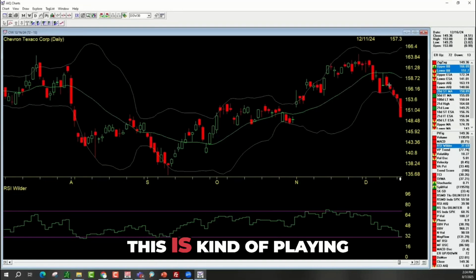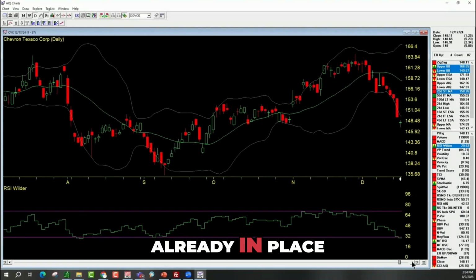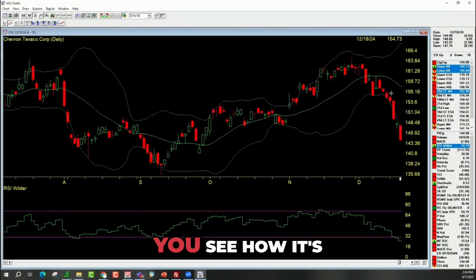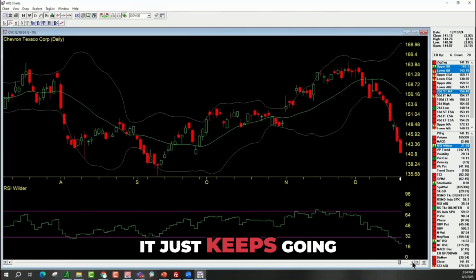So this is kind of you're driving your trade into a trend that's already in place. So you could have just followed this. You see how it's just following along the band here, a little bit outside, a little bit inside, a little bit outside, a little bit inside. This trade's good. It keeps going. I mean, it just keeps going.